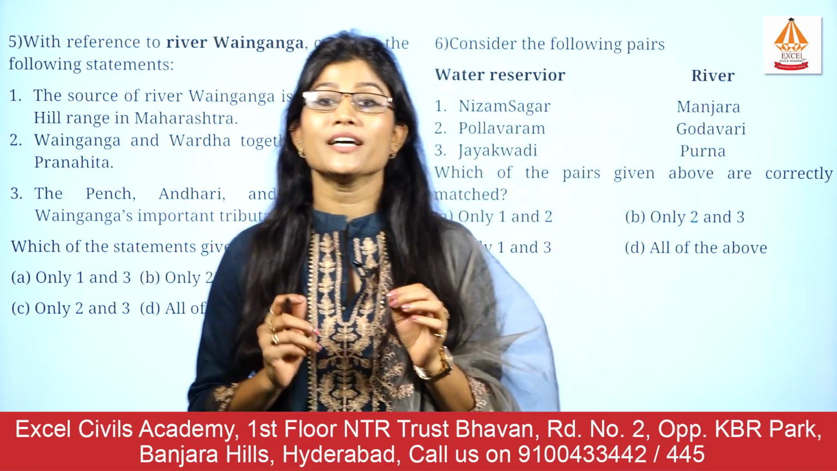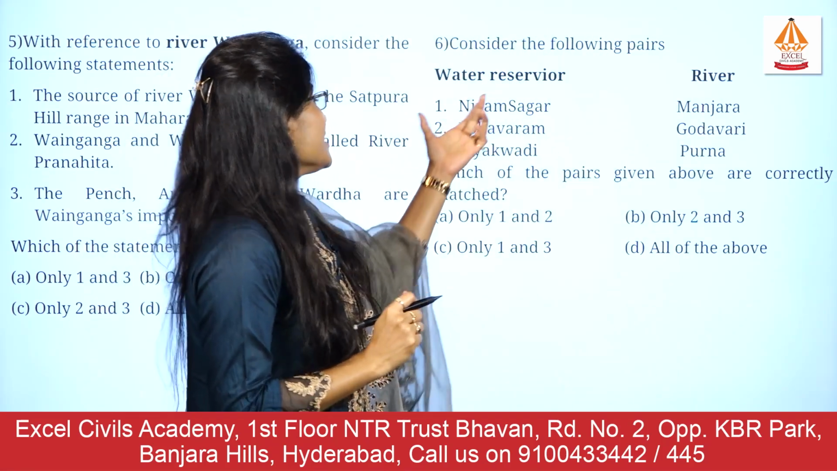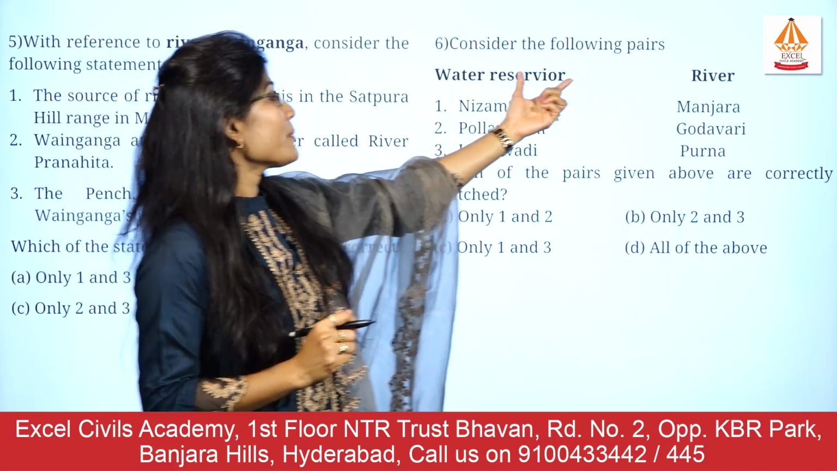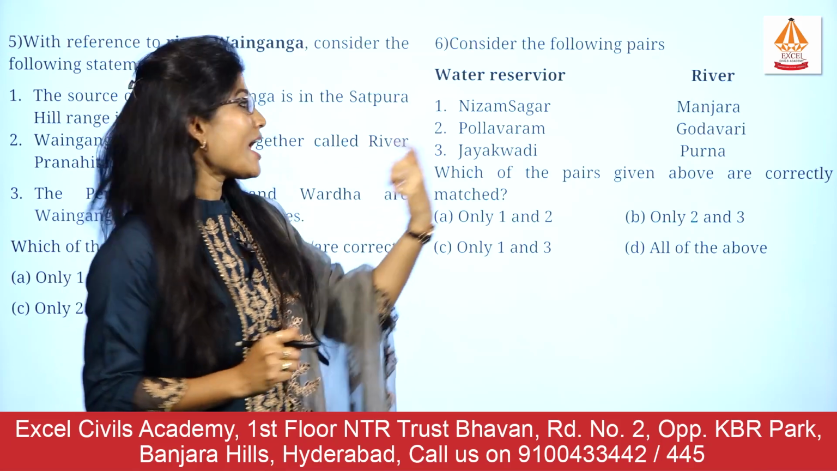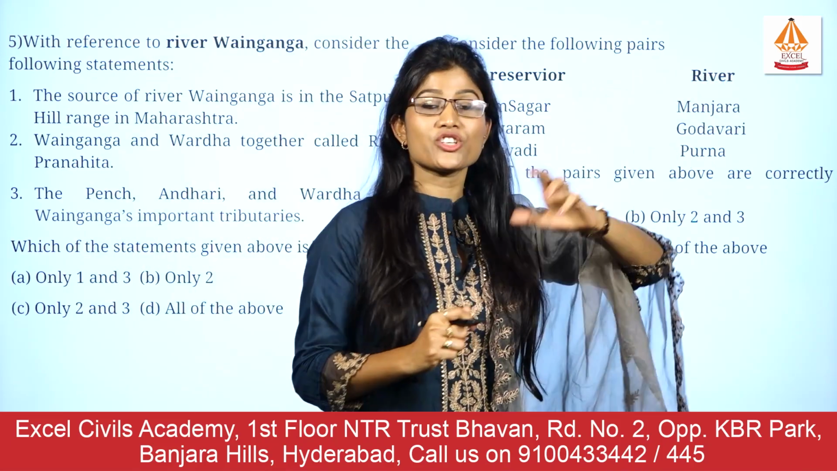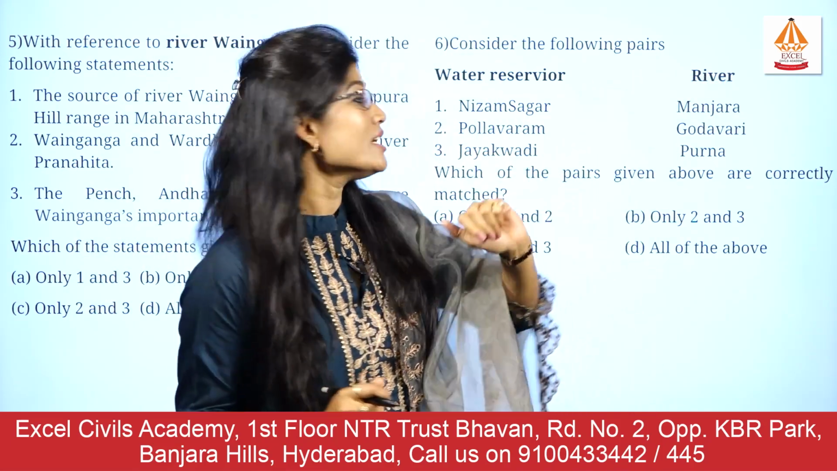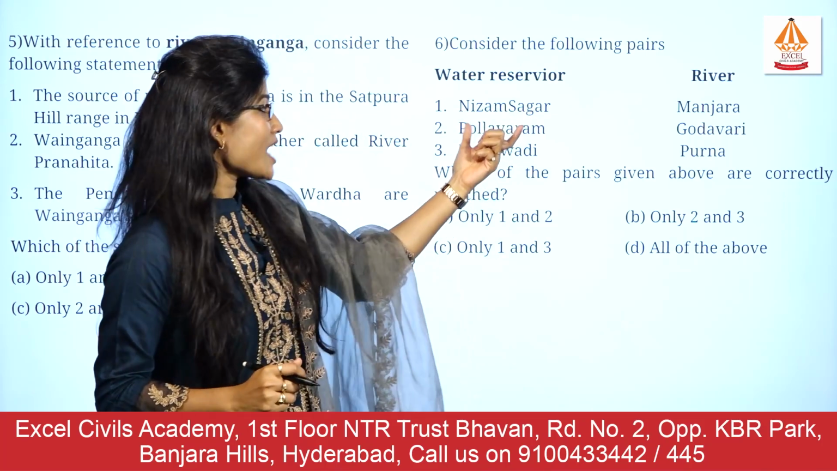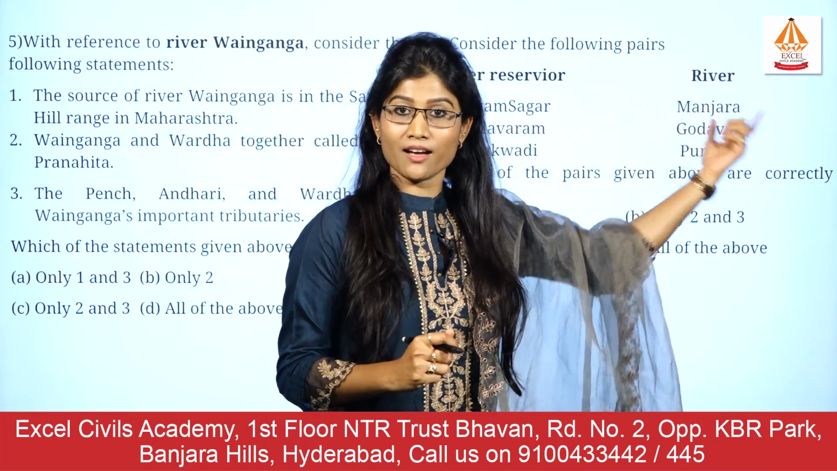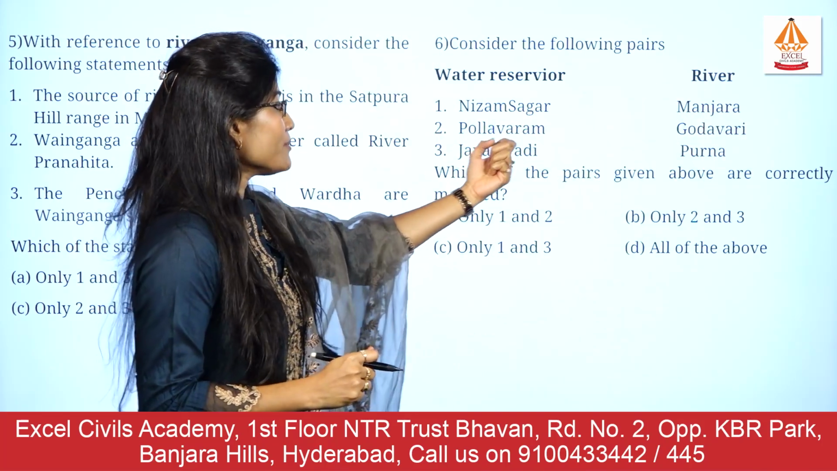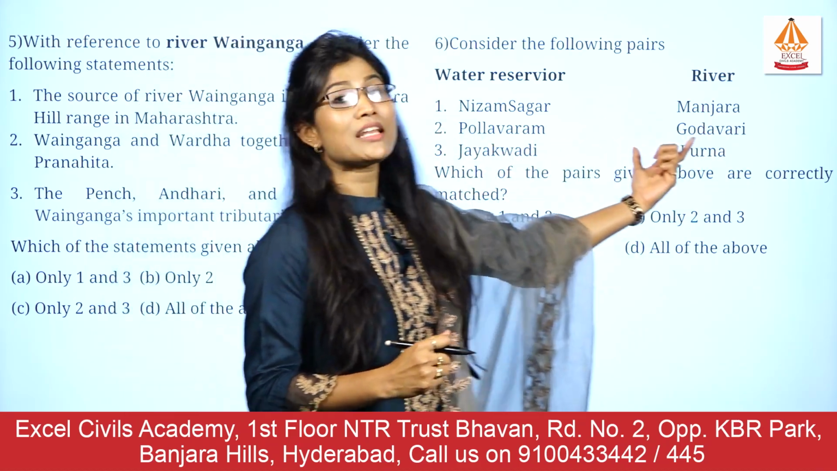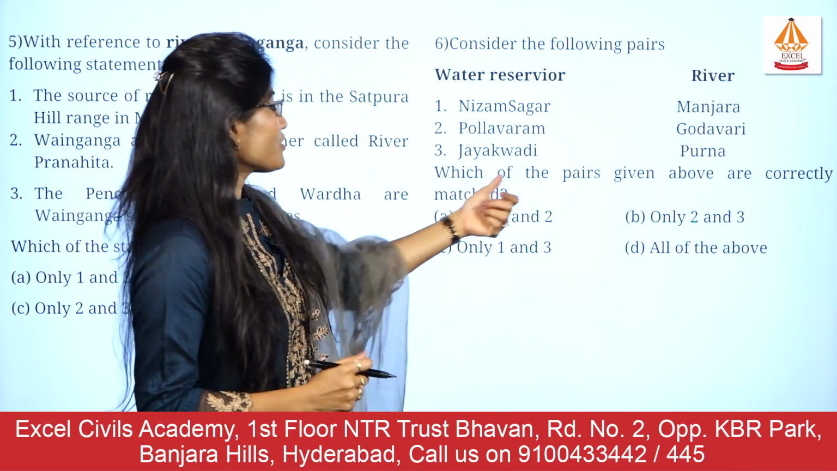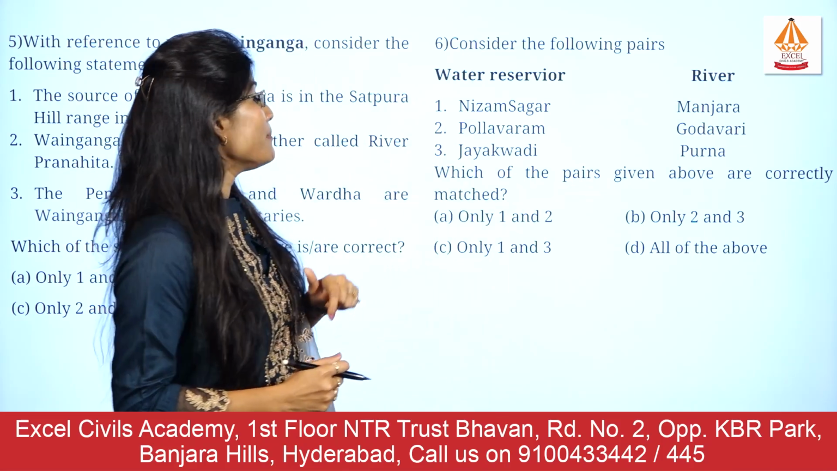This is about the river Vainaganga. Sixth question that we have, consider the following pairs: water reserves to the one side and river on which that water reserve is constructed to the other side. Nizam Sagar on the river Manjra, Polavaram on river Godavari, third, Jayakwadi on the river Purna. Which of the pairs given above are correctly matched?